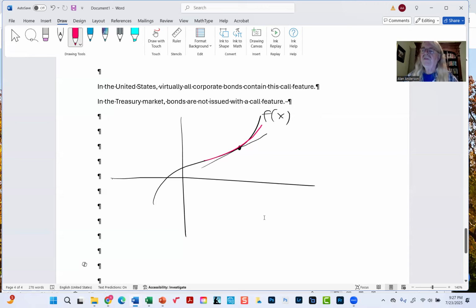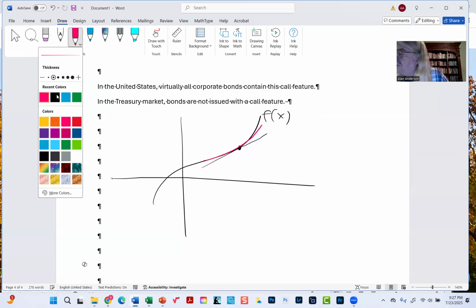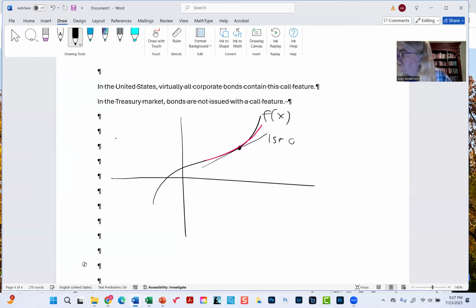So think of these two as duration only, or the equivalent of duration only, because this is clearly not a price yield curve, but this is the first order approximation. And this is the second.